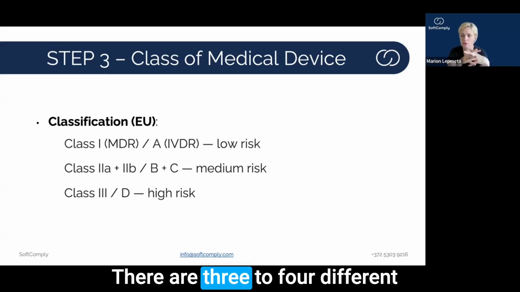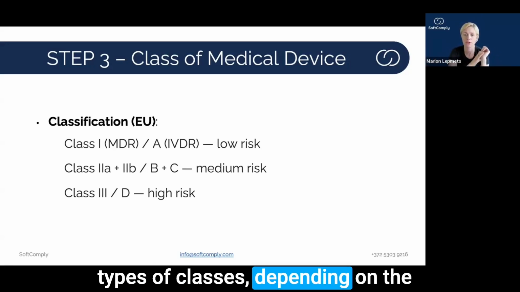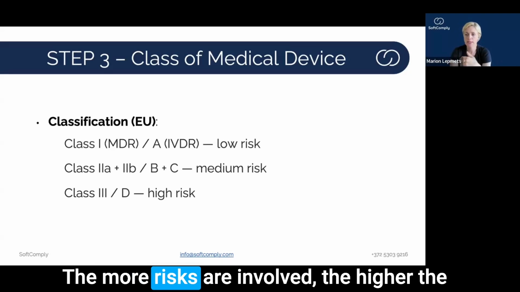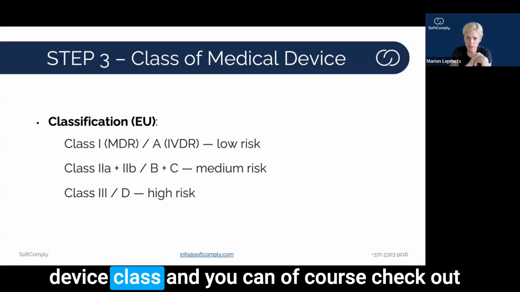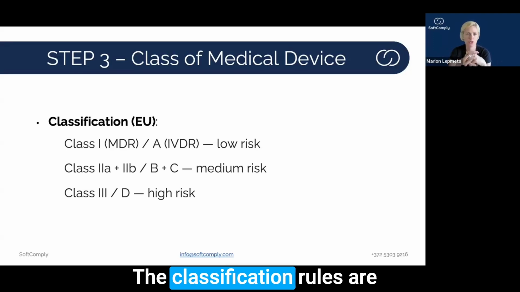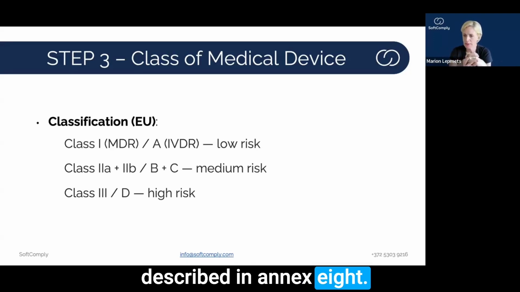There are 3 to 4 different types of classes depending on the expected impact to the patient's health. The more risks are involved, the higher the device class. And you can, of course, check out the classification also from the MDR and IVDR. The classification rules are described in Annex 8.